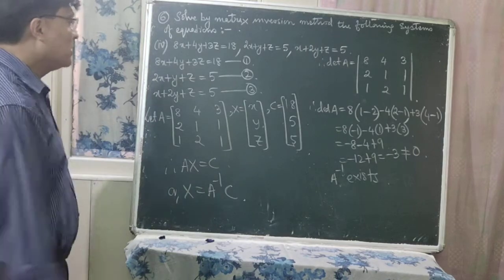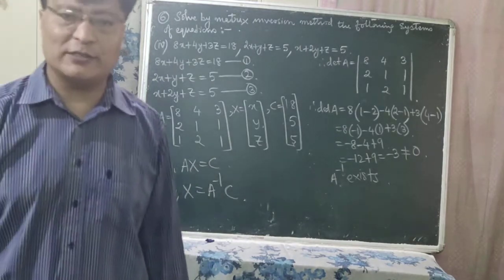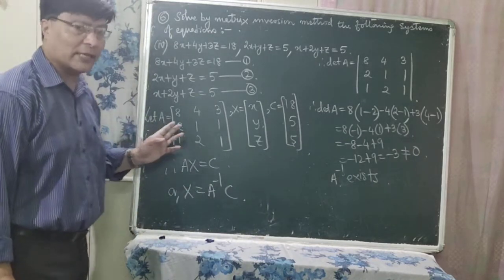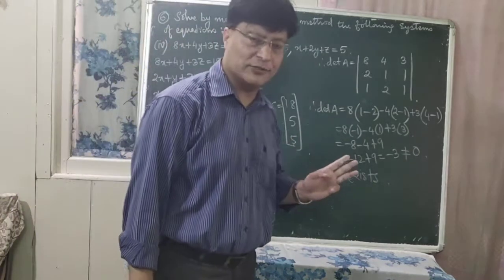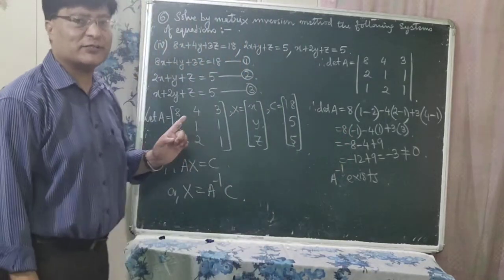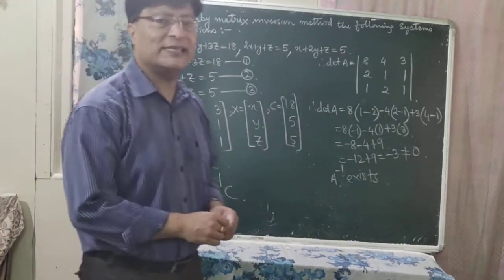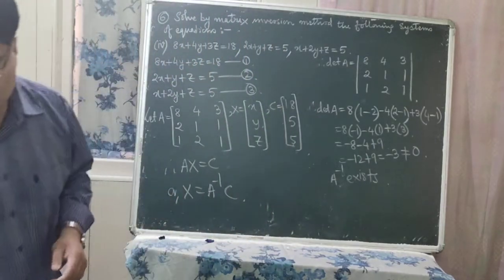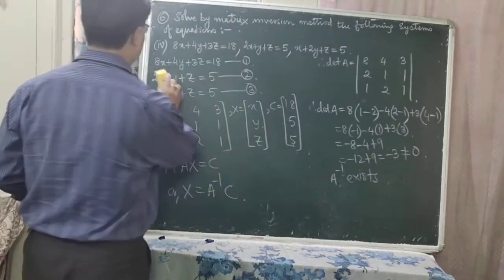And so now you have to write down the cofactors of each element of the matrix A. You have to write down the cofactors of each element of the matrix A in order to get this A inverse, because you should know the adjoint of the matrix A. Okay, so let's find it.